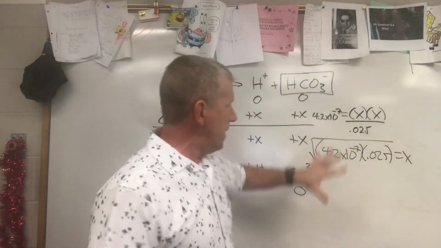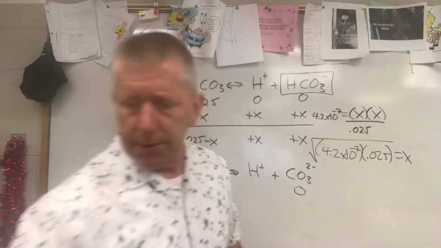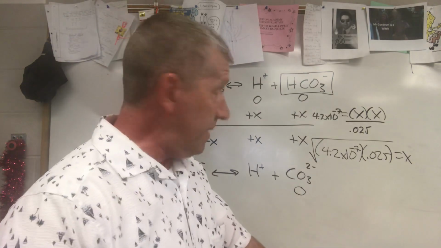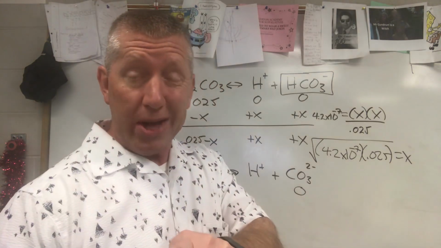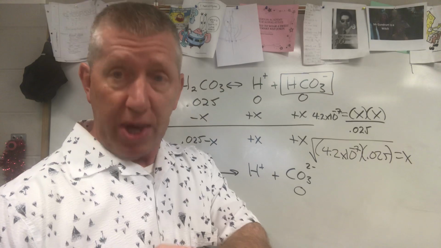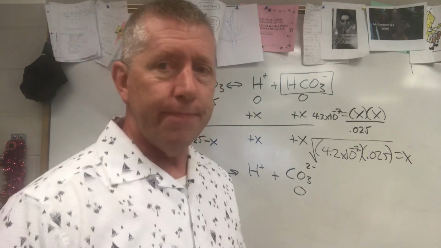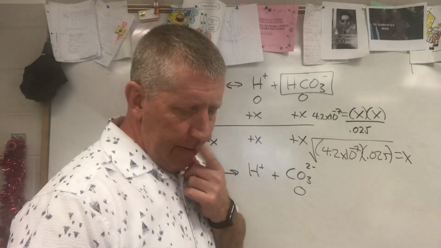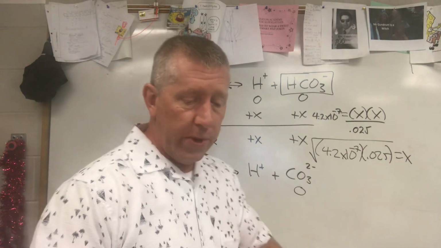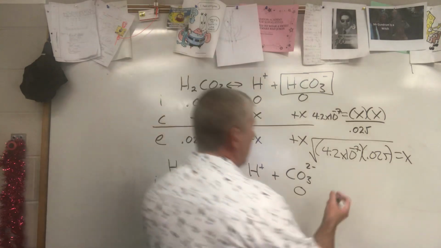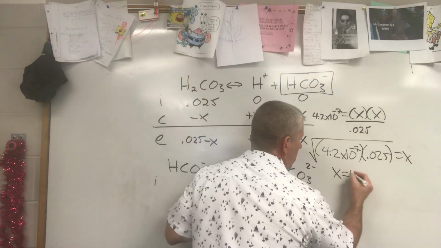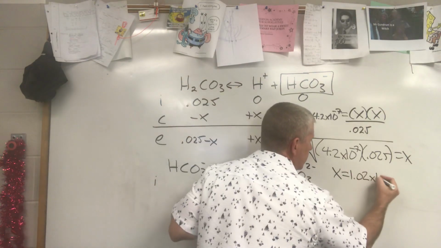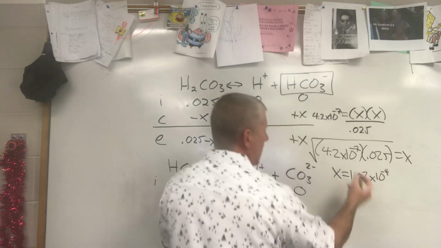All right, X comes out to be, and I did this out earlier, so we'll speed things up here. Check it, though. Make sure you check me. Make like a hockey player. Check me. Check. X comes out to be 1.02 times 10 to the negative 4th. So X is 1.02 times 10 to the negative 4th.